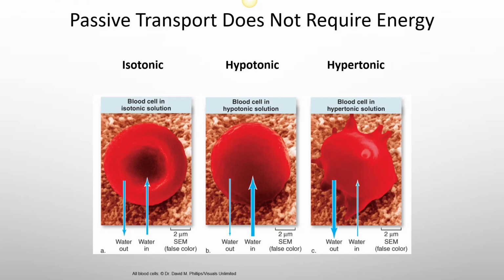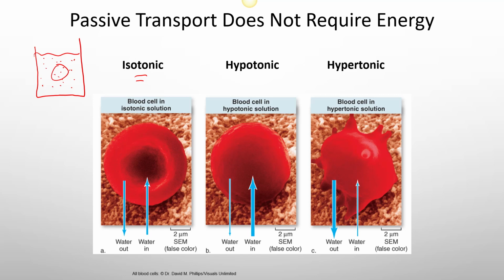This is going to come into play when we talk about isotonic, hypotonic, and hypertonic solutions. In an isotonic solution, the solution surrounding a cell has an equal concentration as the inside of the cell. So if we have a cell floating in solution, we have a concentration out here and it's equal to the concentration inside of the cell. In an isotonic environment, there's no net movement of water, so water kind of flows in and out at the same rate.